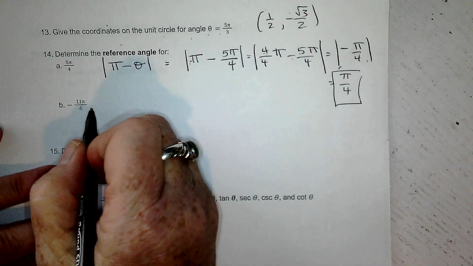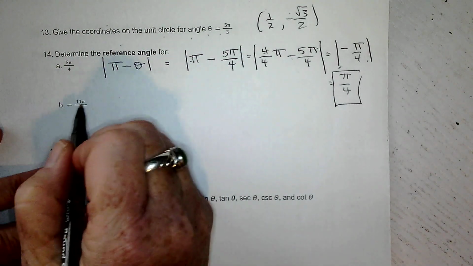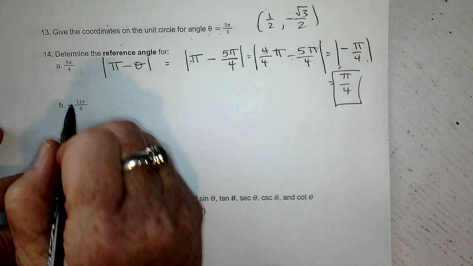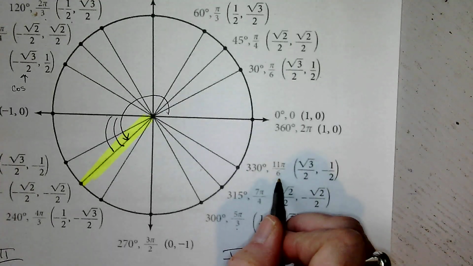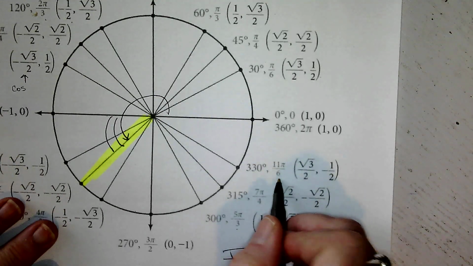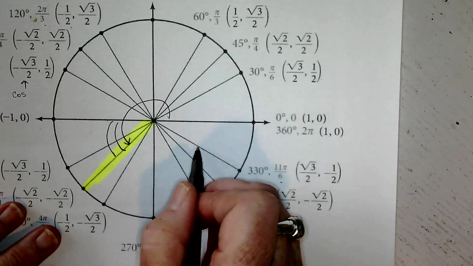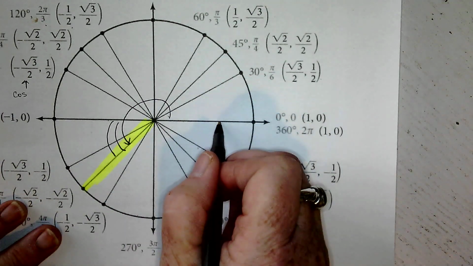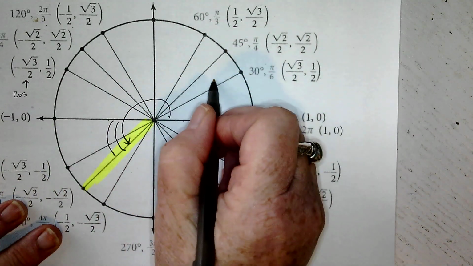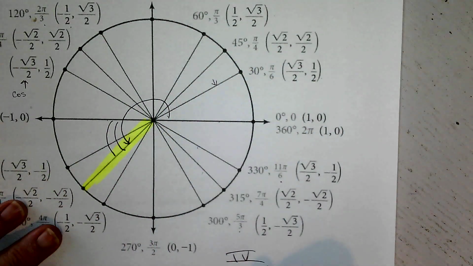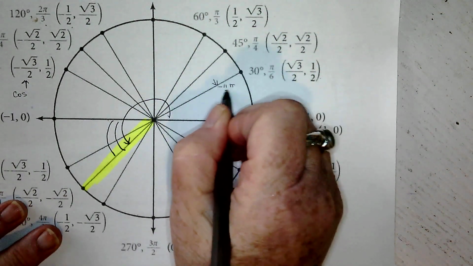The next one is negative 11 pi over 6. So we need to know where negative 11 pi over 6 is. Well, here's 11 pi over 6, but it's not negative 11 pi over 6. But it's going to be the same distance. So if it took this distance to get to 11 pi over 6, going clockwise, it's going to take the same amount of time, and that's going to get us to this terminal side here. This would be our negative 11 pi over 6.